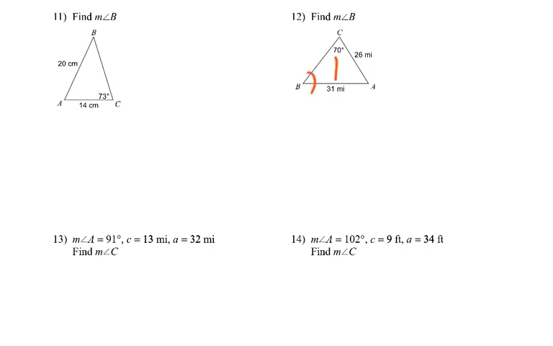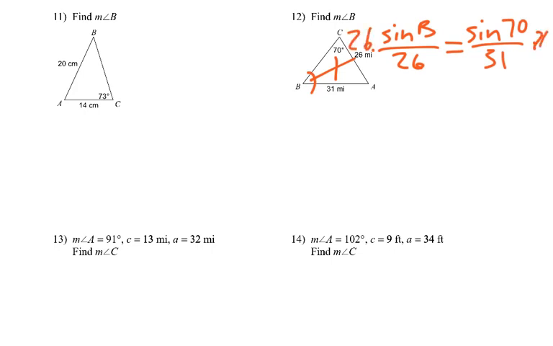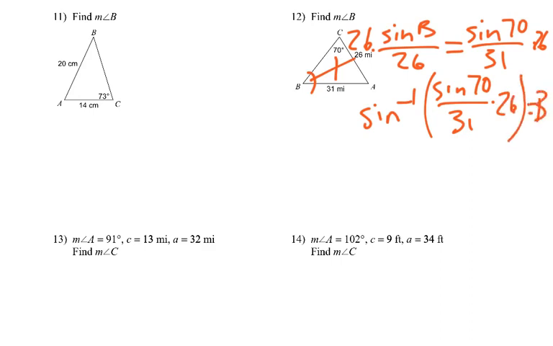Again, looking for angle B, so sine of B over 26 equals sine of 70 over 31, times by 26, doing the inverse sine of the regular sine of 70 over 31 times 26, and that's going to equal angle B. So again, that's what I type into my calculator. And we get about 52.01, so basically 52 degrees.